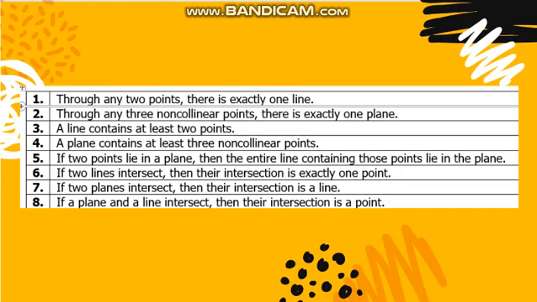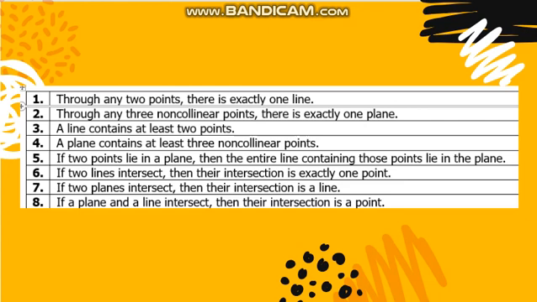Through any 2 points, there's exactly 1 line. Through any 3 non-collinear points, there's exactly 1 plane. 3 points that are not on the same line. 2 can be, 1 has to be separate. A line contains at least 2 points. A plane contains at least 3 non-collinear points. If 2 points lie in a plane, then the entire line containing those points lies in the plane.